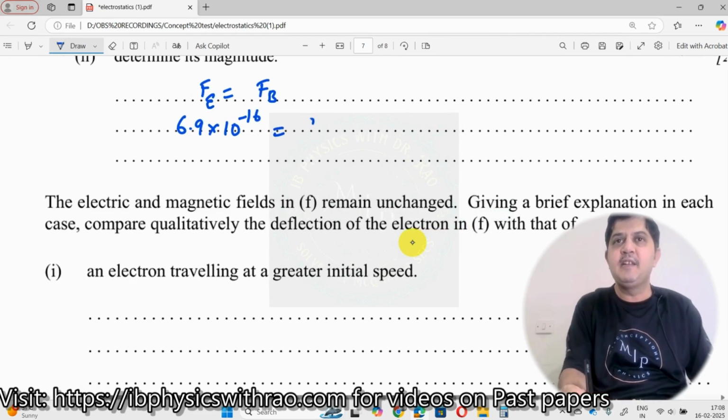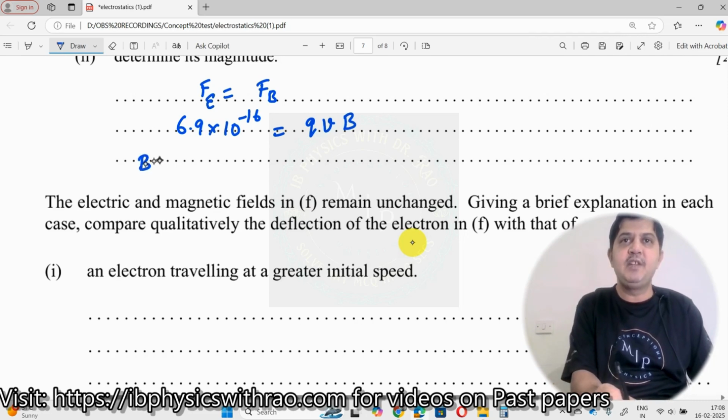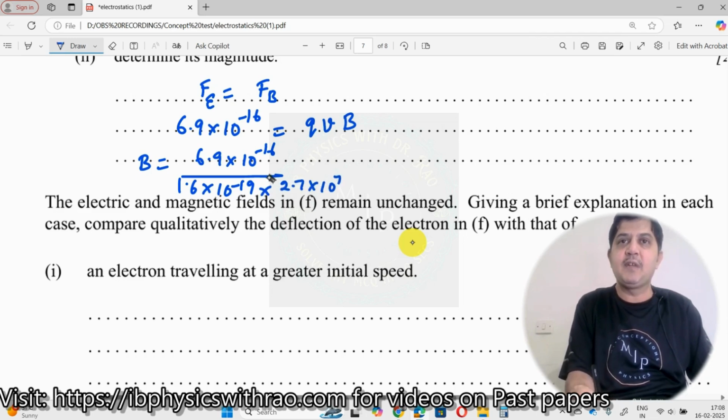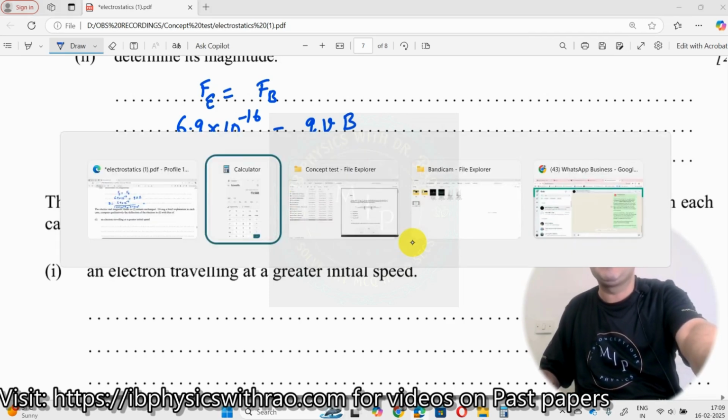What is Fb? Fb is QvB, right? This Q is the electron's charge. v is already the velocity of the electron. We know that. B you can find out. So B should be equal to 6.9 into 10 to the power of minus 16 divided by Q, 1.6 into 10 to the power of minus 19, multiplied by v. What is v? 2.7 into 10 to the power of plus 7. Okay. Now take all these values, substitute, and we will get the answer for that.